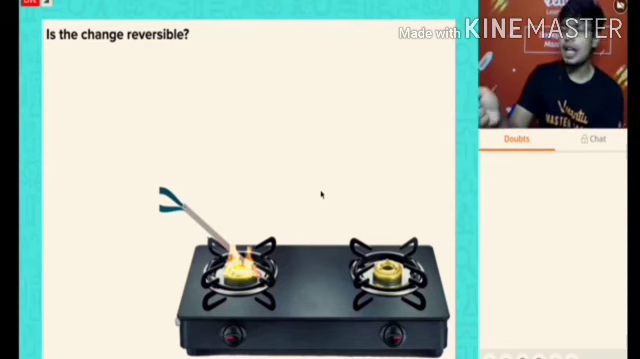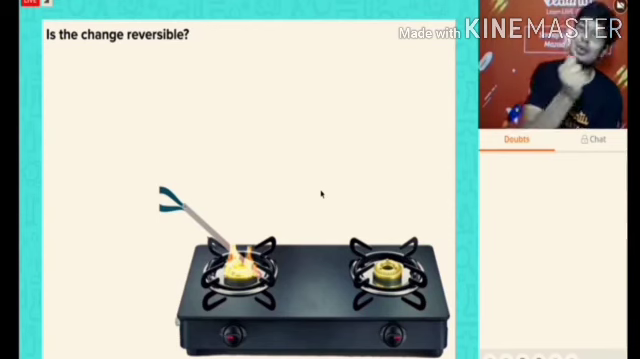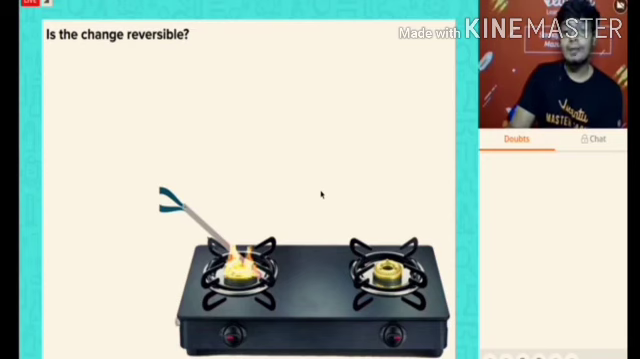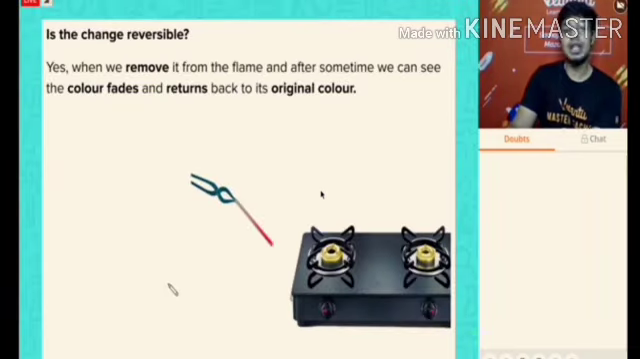If you again cool it down, what happens? The heat is gone. Once the heat is gone, it becomes its original color, isn't it? You would have noticed this. For example, when you're making a grill, the grill is very, very hot. It becomes red. After you turn off the grill, what happens to it? It becomes black again. It goes back to its original color. So can we consider this a reversible change? Of course, yes.